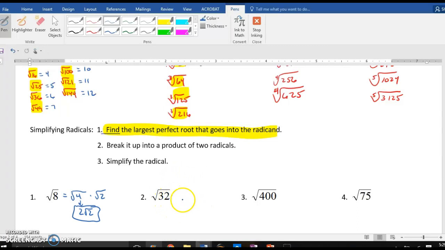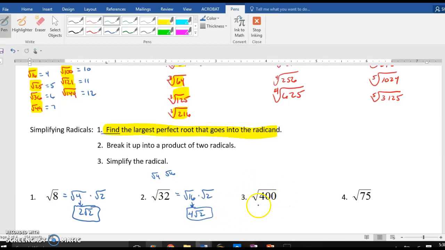At 32, there are two perfect squares that go into it, right? There's 4 and there's 16. What is the largest perfect square that goes into it? 16. So we're going to break this up into the square root of 16 times the square root of, what times 16 would give me 32? 2. Now, what is the square root of 16? 4. So it's 4 root 2.